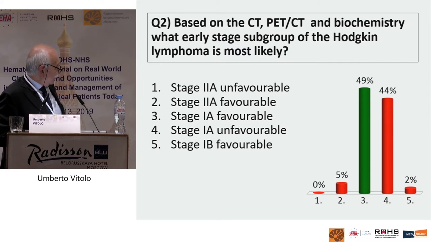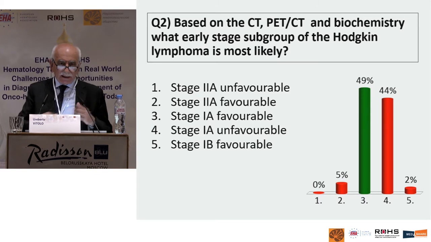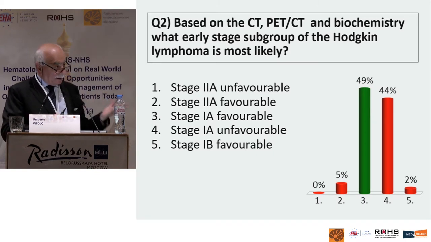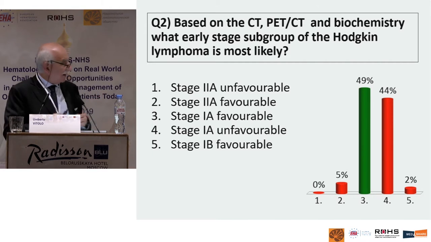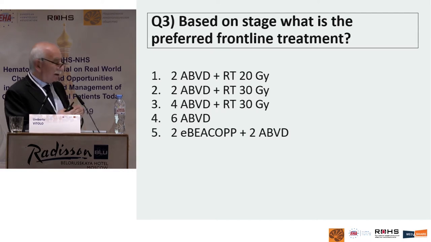Okay. Now the majority gave the correct answer, but there are some that answered with unfavorable. Well, you can use any type of classification: German Hodgkin Lymphoma Group, EORTC group, or NCCN. But in this patient, the patient has no bulky disease. The ESR was less than 50. That was a common criterion for all three subclassifications. There was only one nodal site. So in any type of classification, this is a favorable risk patient, with no adverse risk factors.